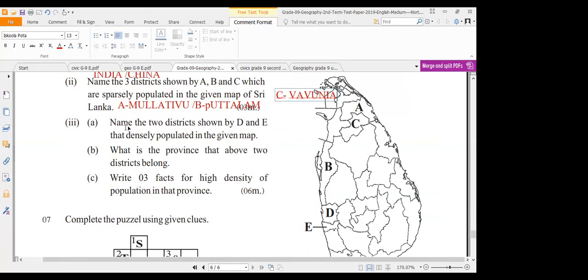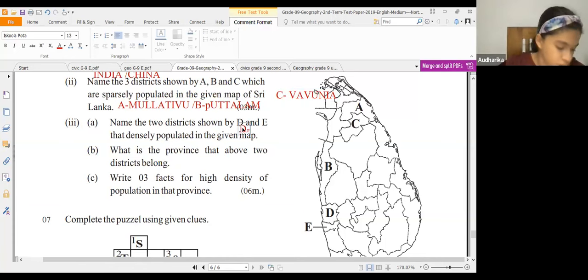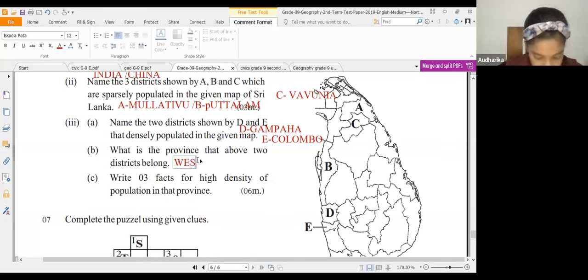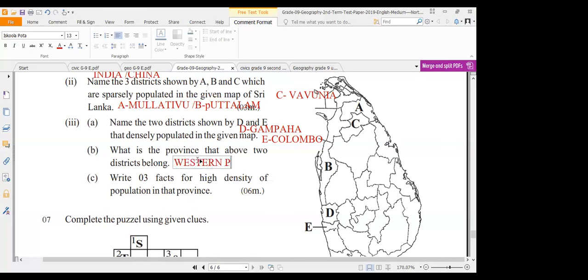Part 3, name the two districts shown by D and E that are densely populated in the given map. D, Gampaha. Yes. Then letter E, Colombo. Colombo. Yes. What is the province that the two districts belong to? Western province.